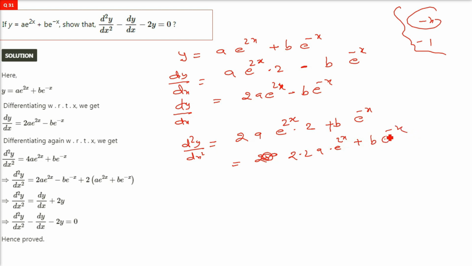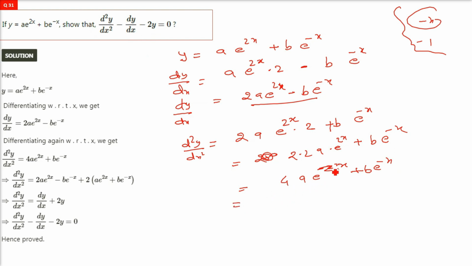But we need to get the equation which is being suggested here. Show that d2y by dx2 minus dy by dx minus 2y equals 0. That we have to prove. So dy by dx is this one. How can we introduce dy by dx into d2y by dx2? So we'll try to get to, let us write this directly, because this is 4a e raised 2x plus b e minus x. But we have to get this. So how are we going to write?